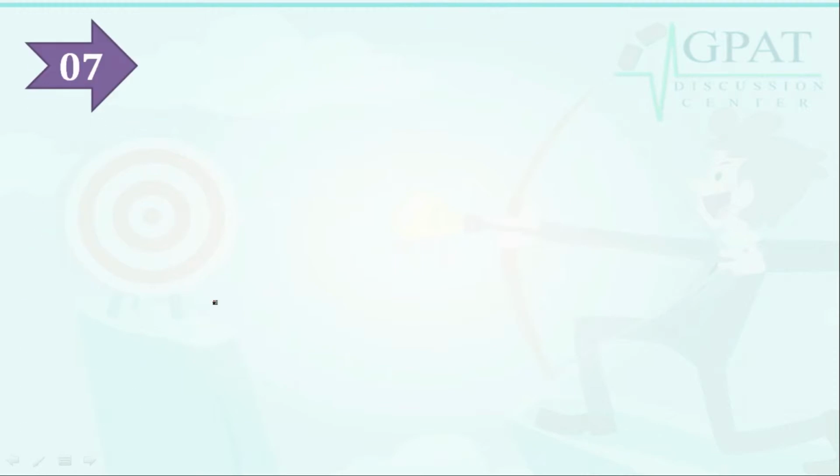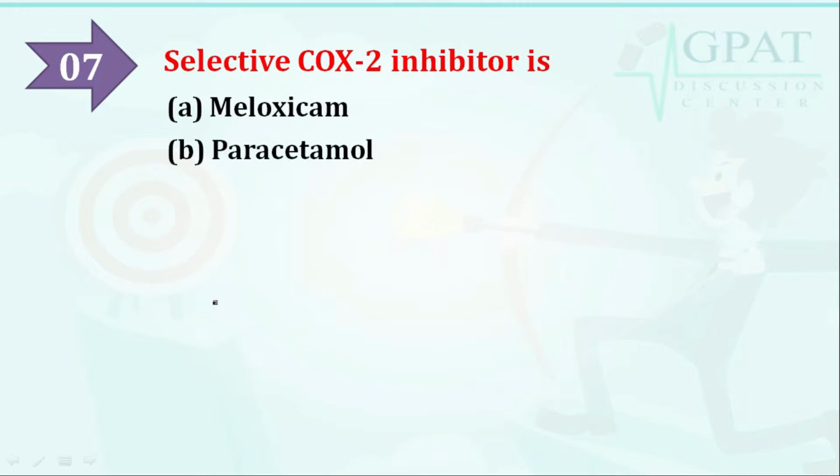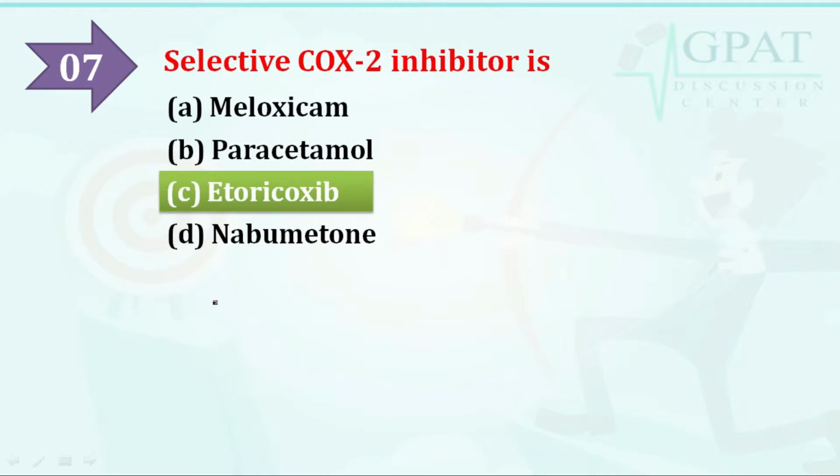So moving on to the next question: selective COX-2 inhibitor is, and the options are: option A is meloxicam, option B is paracetamol, option C is atorvastatin, option D is nabumetone. So the selective COX-2 inhibitor is, and the correct answer is atorvastatin. Atorvastatin is a selective COX-2 inhibitor.